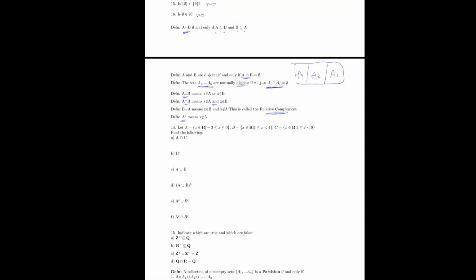All right, so let's go and draw some number lines so we can get this. So this A here is between -3 and 0. So anything in between there. So B is between 1 and 4, open at the 4, and that's B. And then C is between 3, including that, and 9, not including that. Okay, so A intersect C, there is nothing in common, so that's the null set.